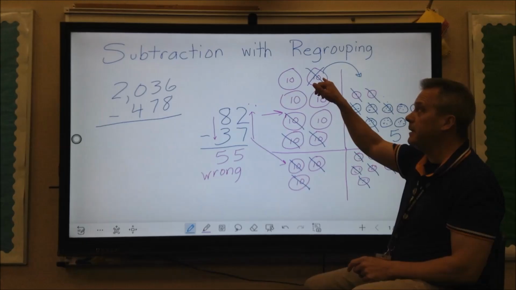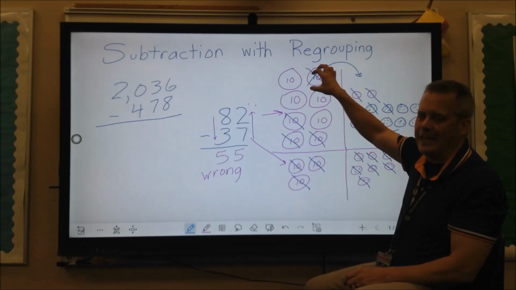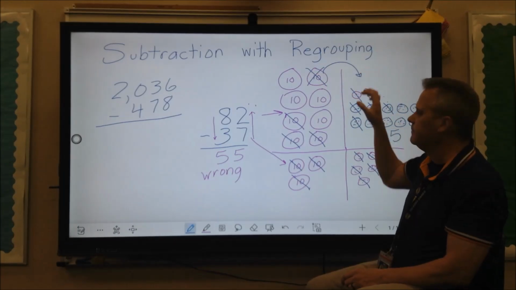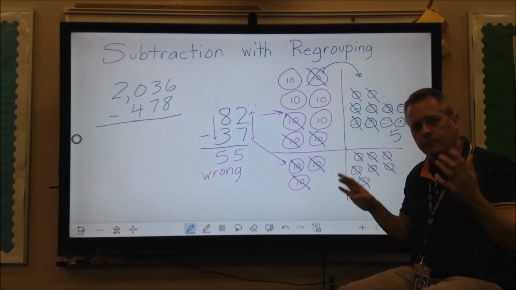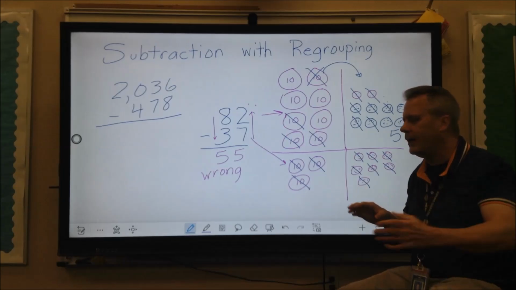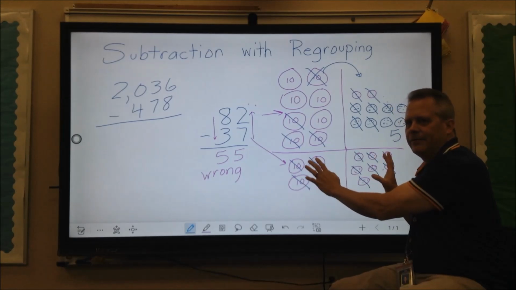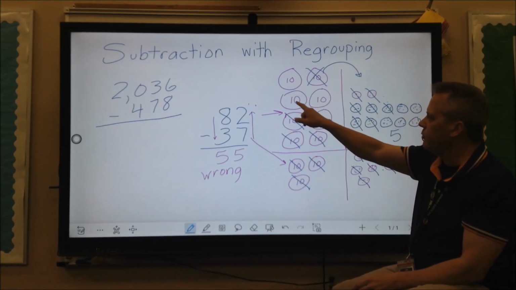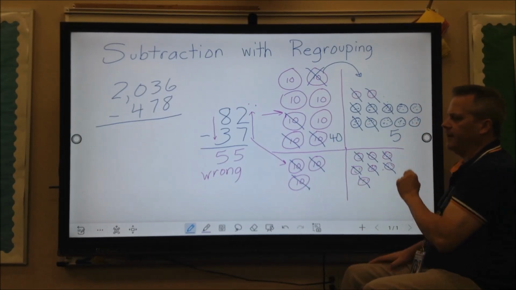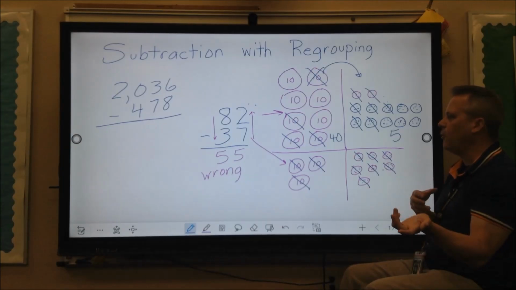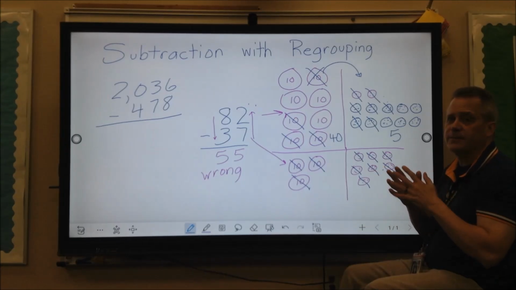Just like that. Now remember, this one we had moved. We had moved this group of 10 over to the ones place. Now, if I look, I've got 1, 2, 3, 4. How do you know that you're done? Is because you have no more on the bottom. You've eliminated everything on the bottom. So I've got 10, 20, 30, 40. So I've got 40 here, and I've got 5 over there. So 40 plus 5 is 45. 45 is my correct answer.